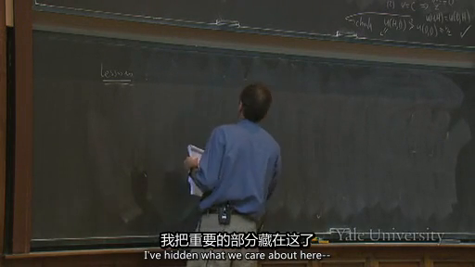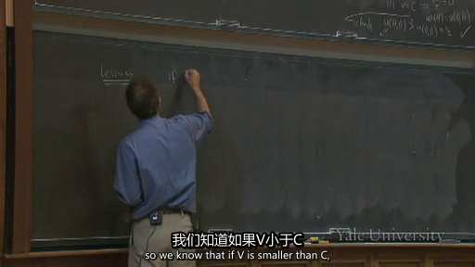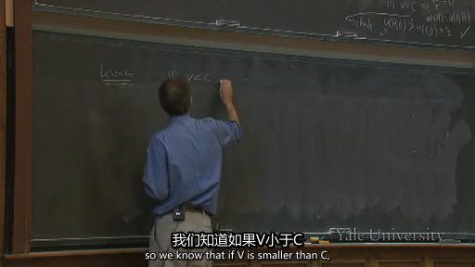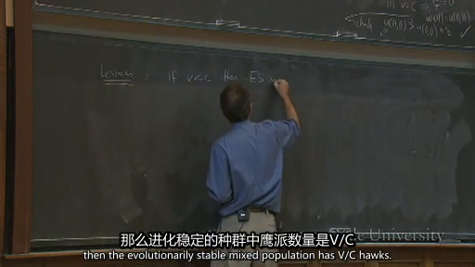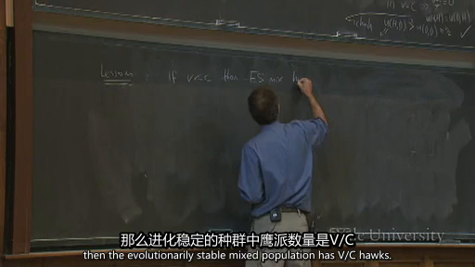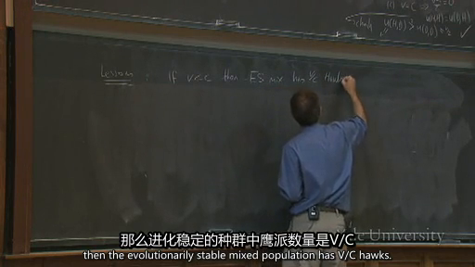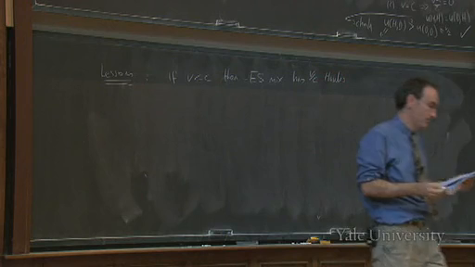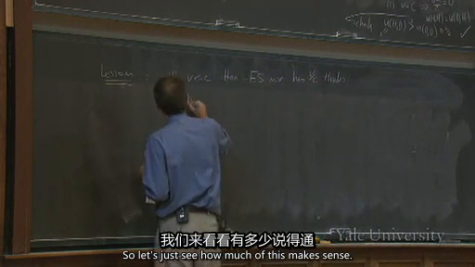I've hidden what we cared about here. So we know that if V is smaller than C, then the evolutionary stable mixed population has V on C hawks. All right. So let's just see how much of this makes sense.